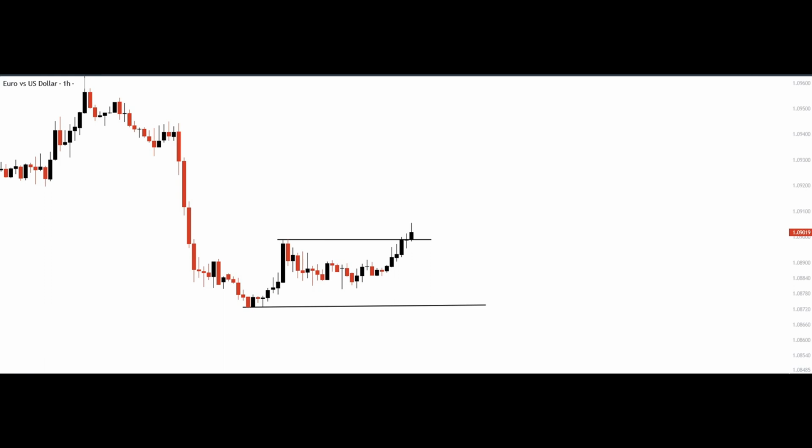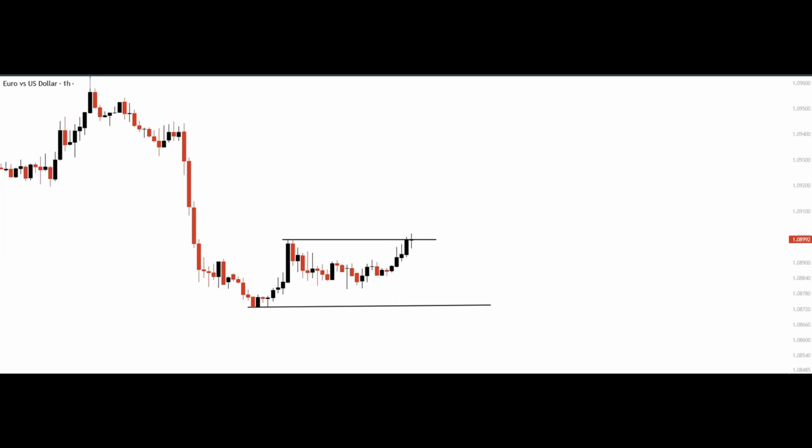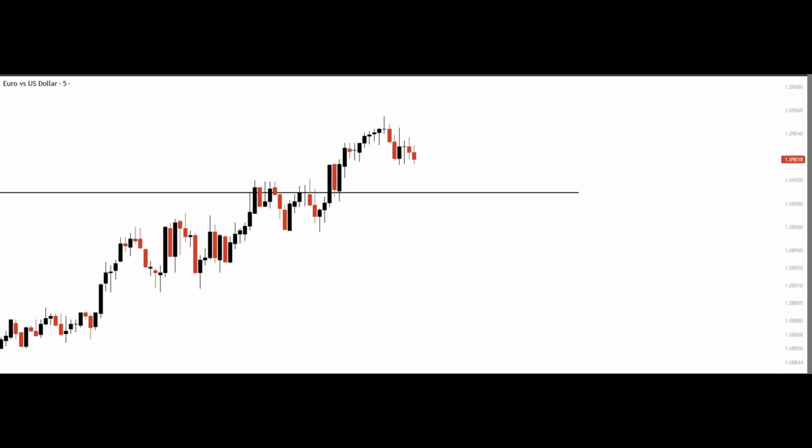Price broke the high. But is this a legitimate breakout or just a liquidity sweep? To have higher probabilities, we switch to a lower time frame to observe how price is behaving. So this is the 5-minute chart. The macro trend is bearish, but the micro trend is bullish.